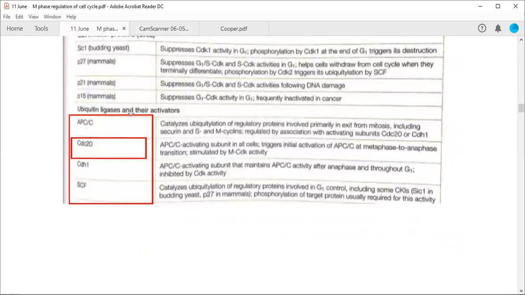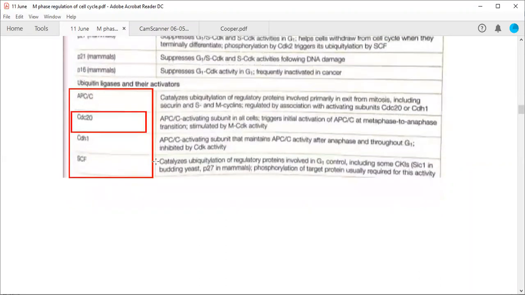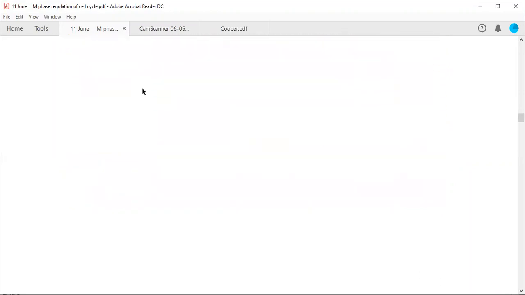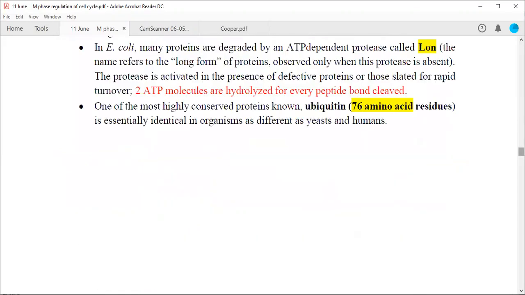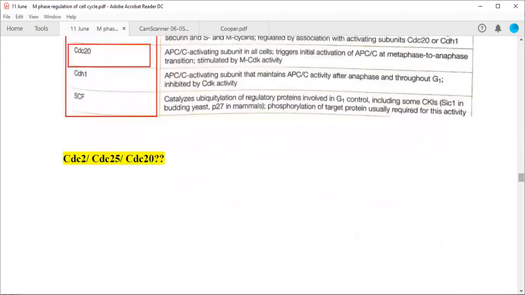So there are generally two families. One is SCF and the second is CDC20. This CDC20 is actually having some activating function for this APC. This APC protein will either bind to CDC20 or CDH1. We will see how. I will discuss this also, but before discussing this, I want to show you something.